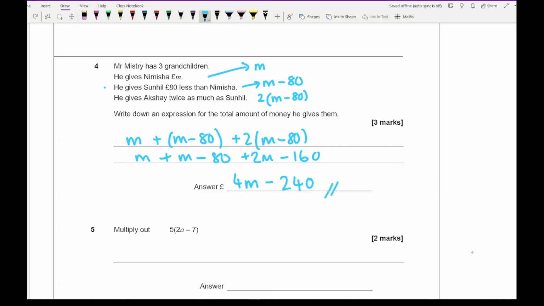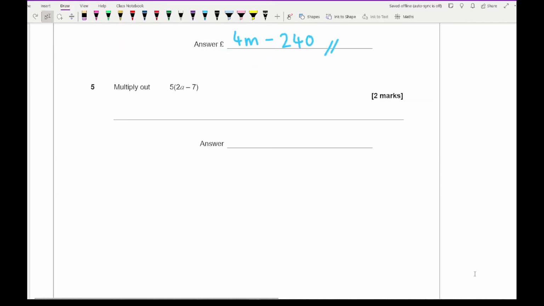240. Then looking at question 5, we just need to multiply the brackets, and it's again worth 2 marks, so you get 1 mark for each correct thing that you multiply out. I'm just going to do 5 times 7, which is 35.